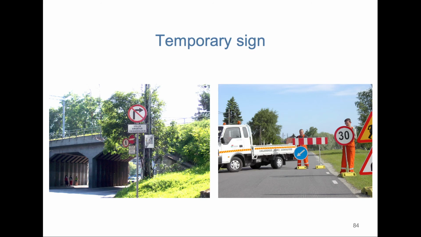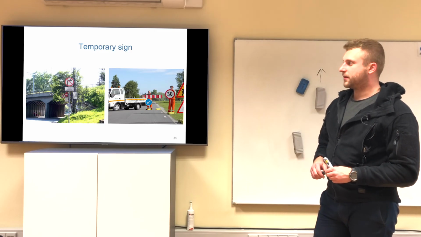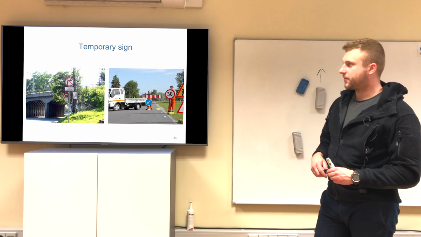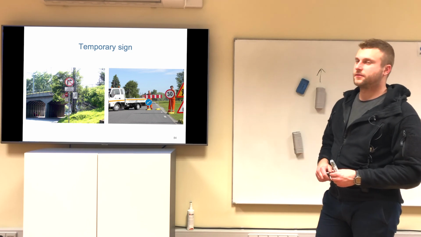Temporary signs also. Usually construction workers use them on the road. They're usually yellow, sometimes not. And temporary signs always have the main priority, even bigger priority than a traffic light, for example. So if we have a temporary sign, the temporary sign is the boss.